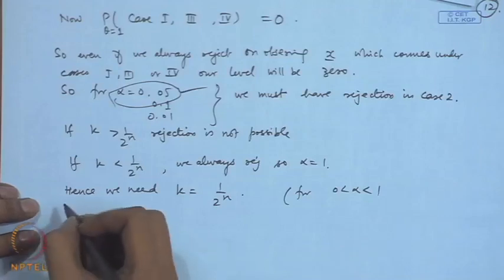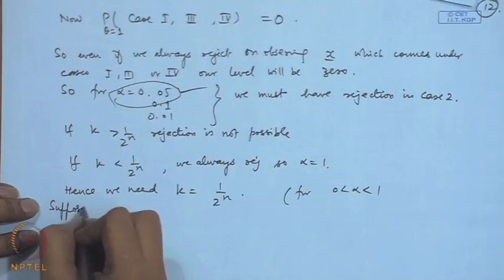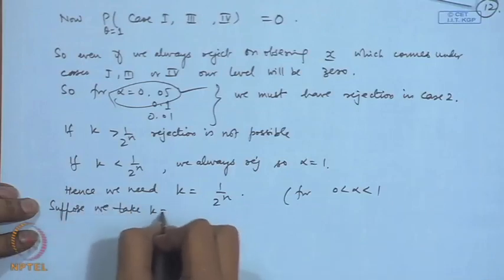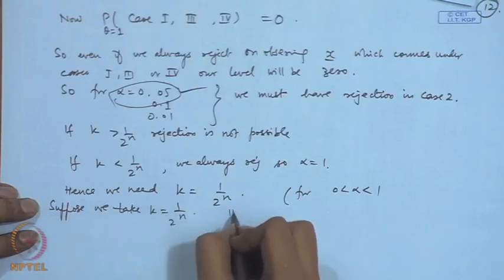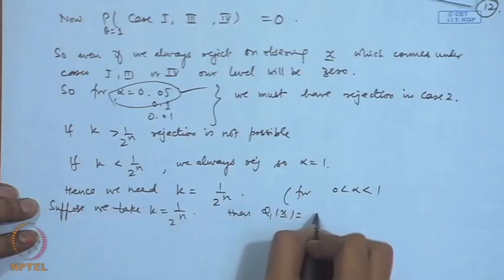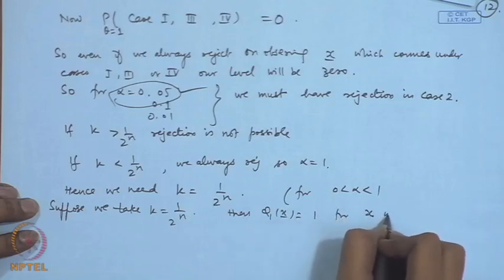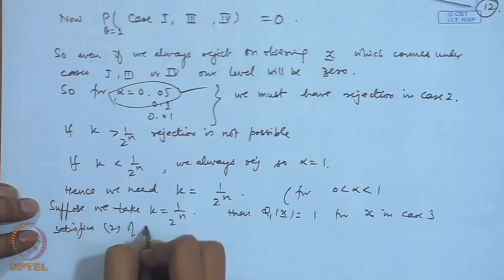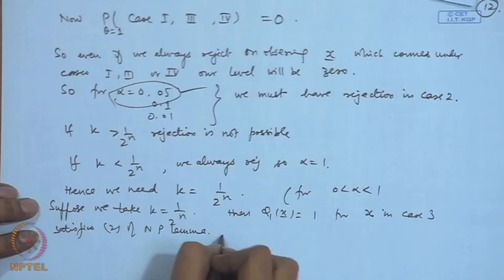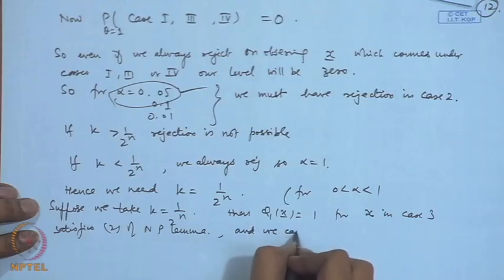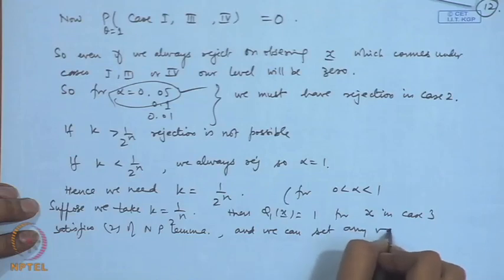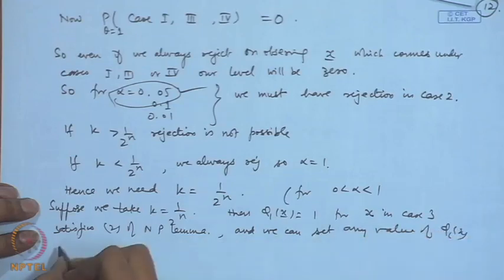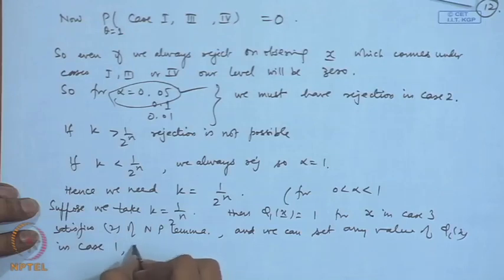So, suppose we take k equal to 1 by 2 to the power n, then phi 1 x is equal to 1 for x in case 3 satisfies 2 of NP lemma, and we can set any value of phi 1 in case 1, 2 or 4.